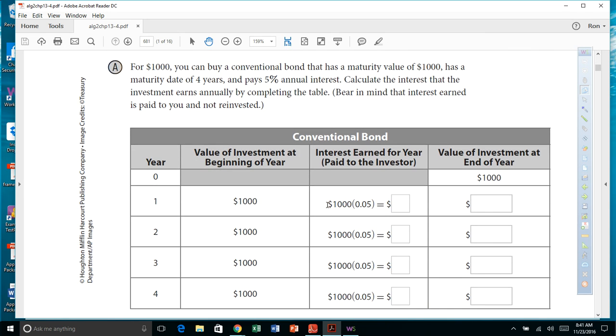For $1,000, you can buy a conventional bond that has a maturity value of $1,000, has a maturity date of 4 years, and pays 5% annual interest. Calculate the interest that the investment earns annually by completing the table. Bear in mind that the interest earned is paid to you and not reinvested.